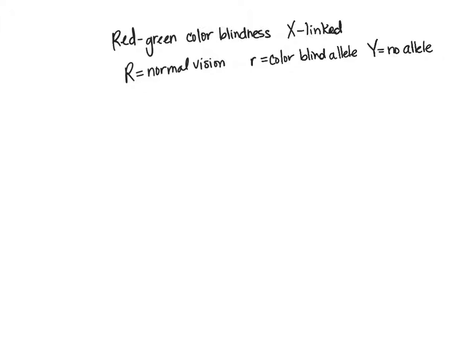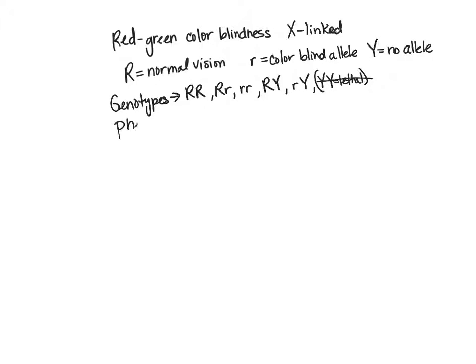So the different genotypes that we could have are big R, big R; big R, little r; little r, little r; big R, Y; little r, Y; and then we could have Y, Y. In this case, not really, because this is lethal. A person isn't actually born with two Ys, so that ends up not being an option.